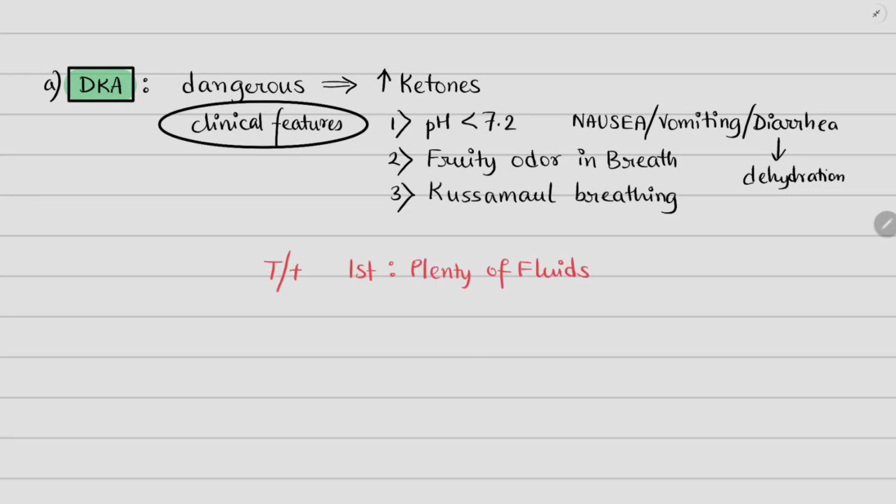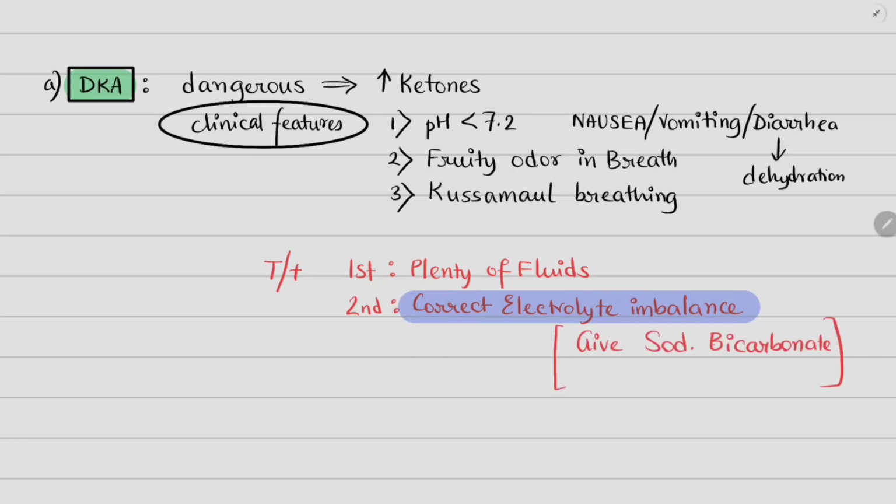So the treatment of diabetic ketoacidosis, first, is plenty of fluids, right? Number 2 is to correct the electrolyte imbalance. This can be done either by giving sodium bicarbonate or by giving potassium supplements. And number 3, IV regular insulin must be given in this condition to quickly control this emergency condition.